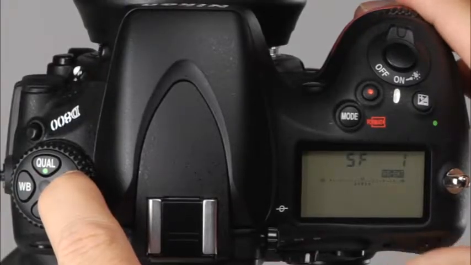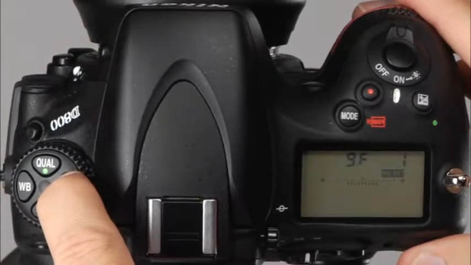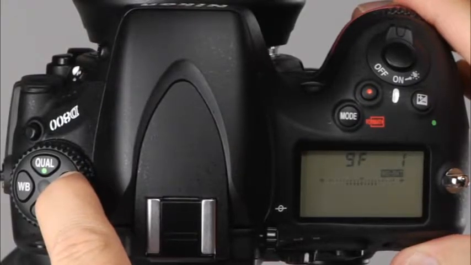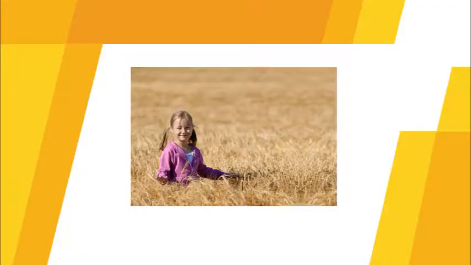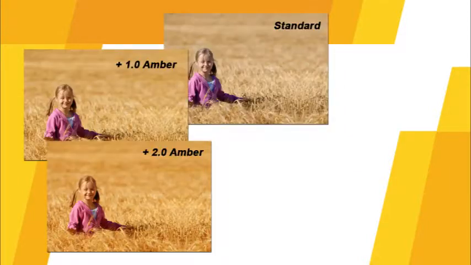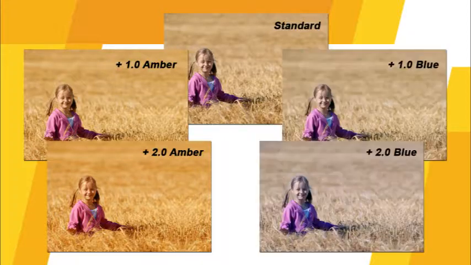You can also choose from 5, 7, or 9 shots to be bracketed. If you select one of these options, the first shot will have the standard white balance setting. Then, depending on the number of frames you've selected, there will be 2, 3, or 4 shots with increased amber and 2, 3, or 4 shots with increased blue.